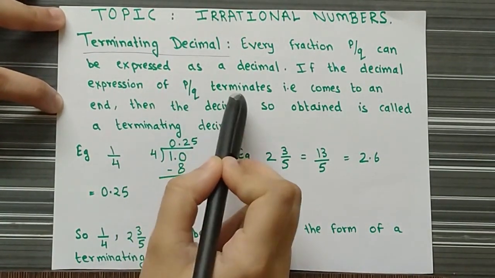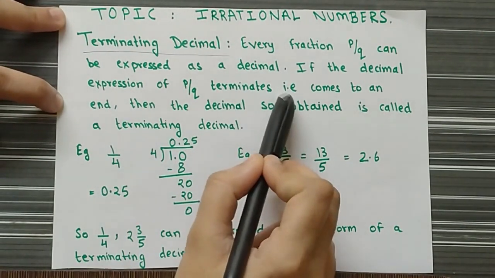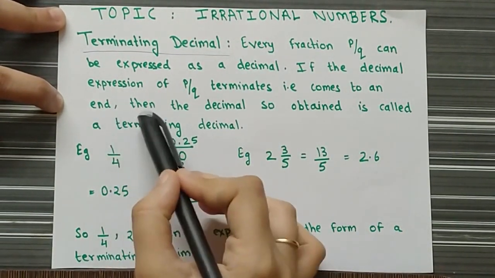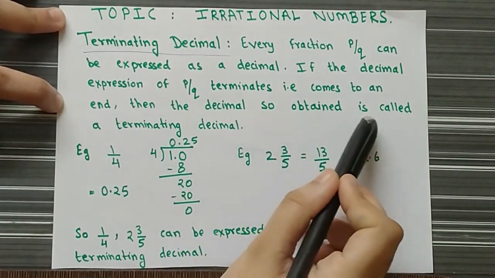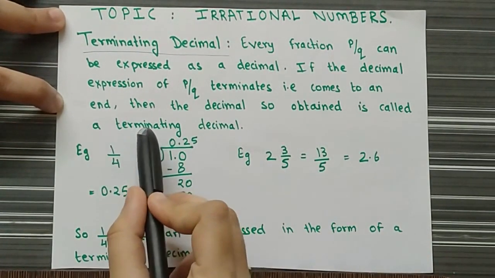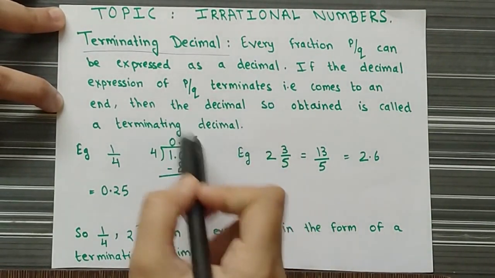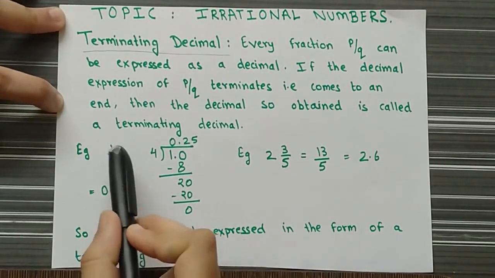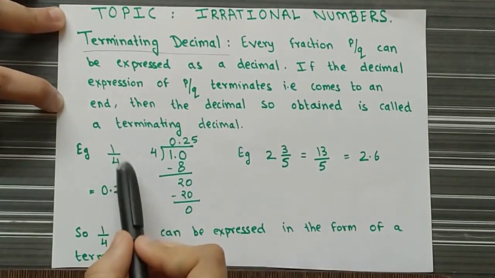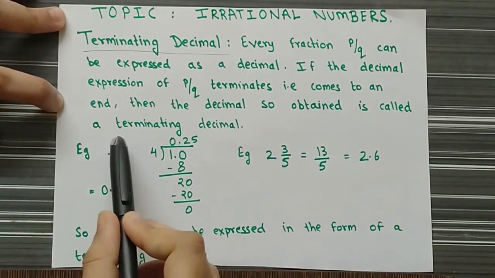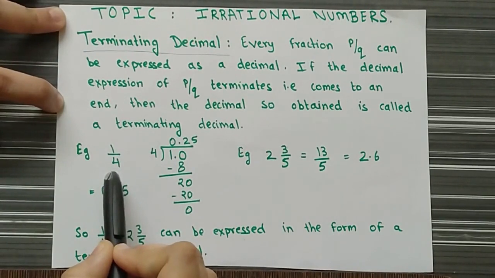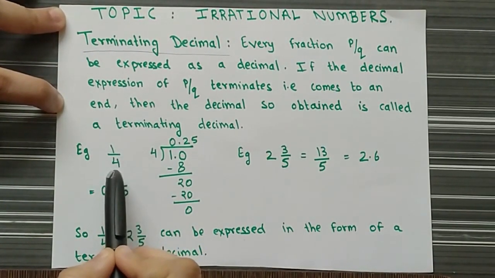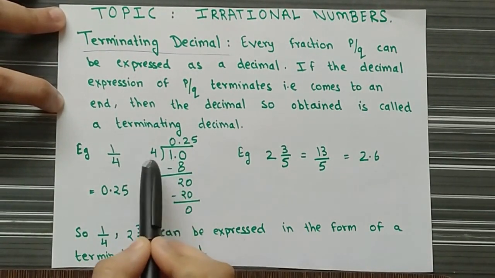expression of p by q terminates, that is, it comes to an end, then the decimal so obtained is called a terminating decimal. What is the meaning of this definition? Suppose we are given any fraction p by q which is equal to 1 by 4. We can represent this 1 by 4 as a decimal. How will we represent 1 by 4 as a decimal? We will divide 1 by 4.